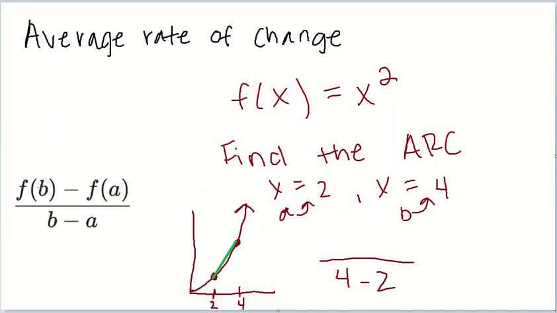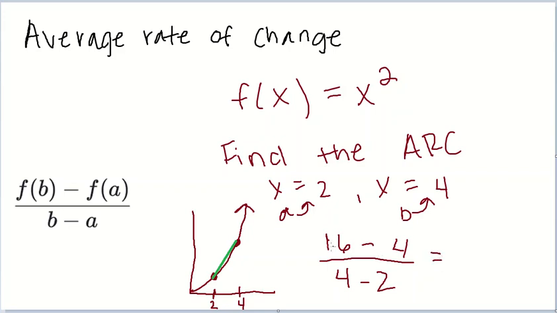So now we just need to know what f of b and f of a are. Well, f of b means plug b into this function. So if b is 4 and we plug 4 into the function x squared, we should get out 16. And then we can do the same thing with a. F of a means plug a into this function. So if we plug our a value 2 into this function, we should get out 4. And so this is going to be our average rate of change.